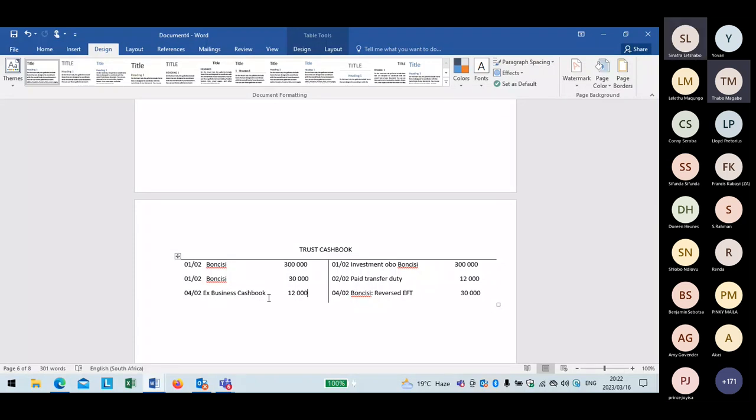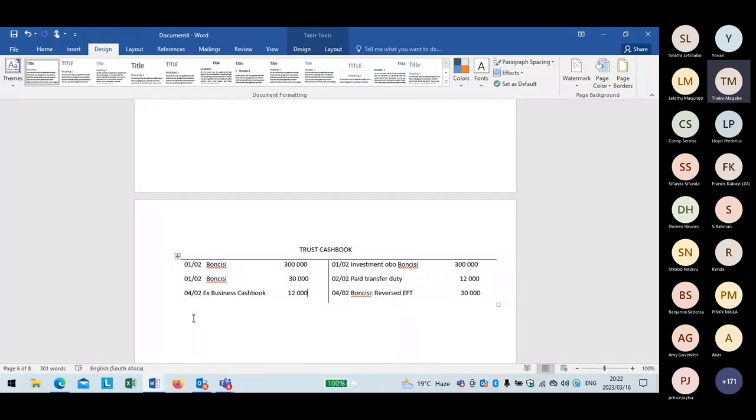Number 4 says, on 5 February, the purchaser pays 30,000 cash. Please do not skip number 4. It's important as well. Right. On 5 February, the purchaser pays 30,000 cash.